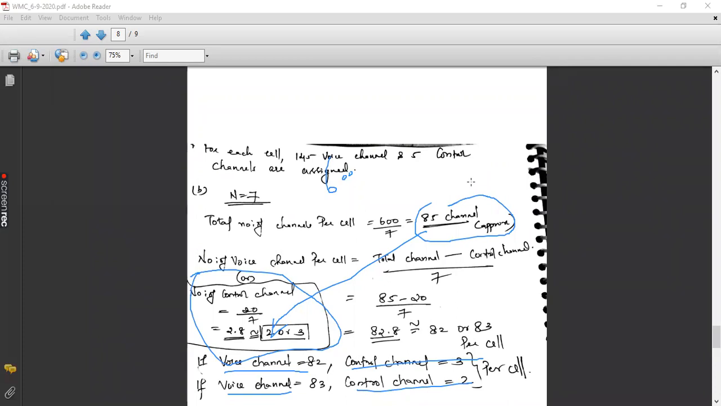We are going to check how we are going to redistribute. The only way to redistribute is trial and error. By using the trial and error method only, we can redistribute these figures 82, 83, 3 and 2 in such a way that at the end of the day you get approximately 600 as the total number of channels in the given cluster. So how is this being done?